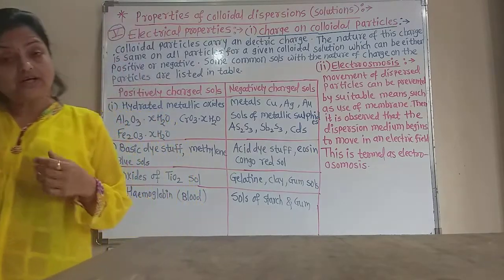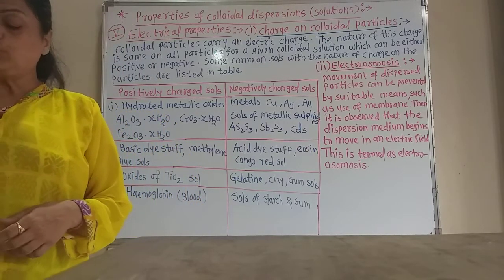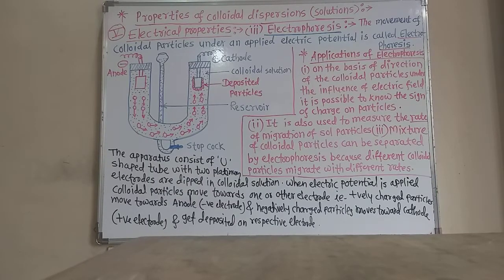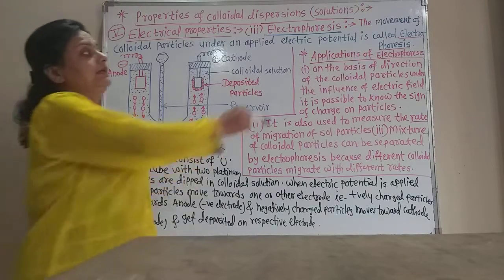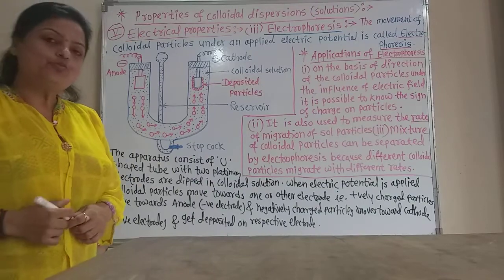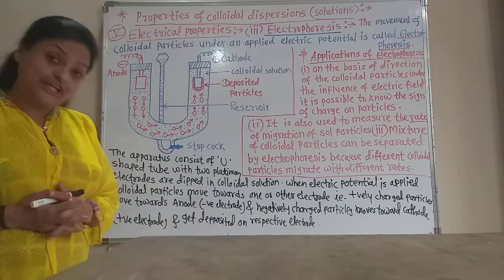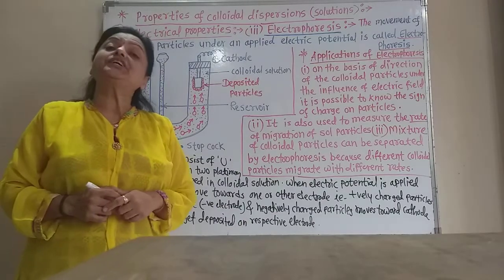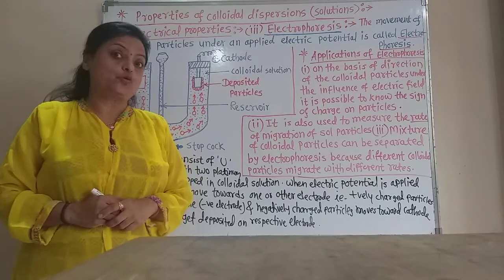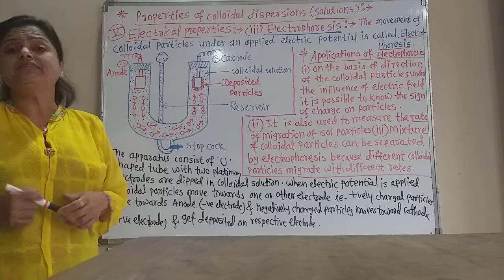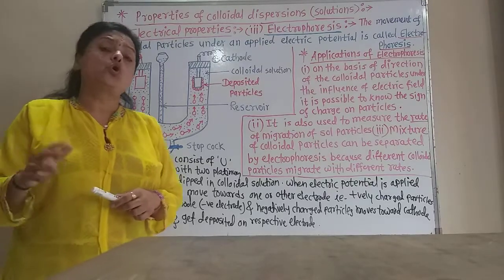Now let us learn the third electrical property, which is also very important, that is electrophoresis. The movement of charged particles to the oppositely charged electrode when electric potential is applied is called electrophoresis. We know that the particles of colloidal dispersions always have some charge. It may be negative or positive.